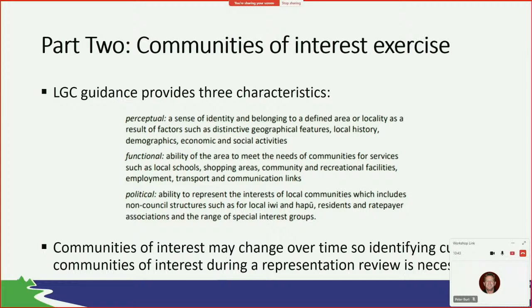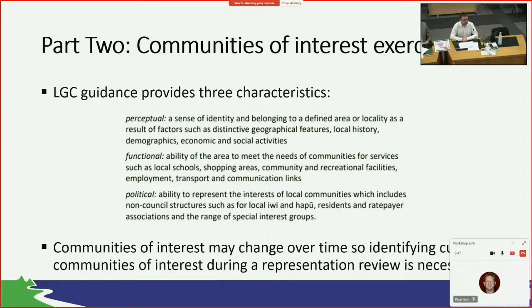So part 2, communities of interest. As I mentioned, the communities of interest are effectively the starting point for a representation review. They are the building blocks upon which the representation review is based. And the Local Government Commission provides 3 characteristics of a community of interest. Some of this has previously been mentioned in previous workshops, but some of them haven't, so please bear with me whilst I go through this. The 3 characteristics are firstly perceptual, secondly functional, and thirdly political, and you've got the ability to read their guidance there in terms of what that means.